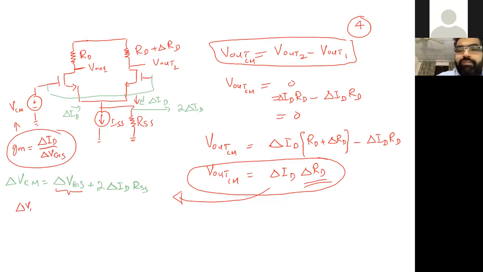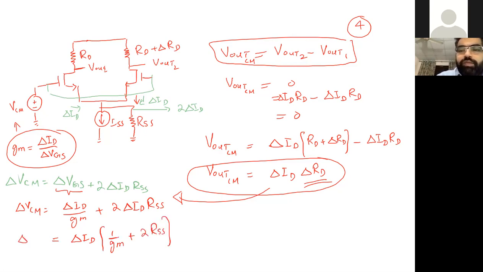Delta VCM is equal to delta VGS, which will become delta ID by GM plus 2 times delta ID times RSS. Okay, and we can easily take ID common. So delta ID times (1 over GM plus 2 times RSS) will be equal to delta VCM. Now our interest was what?